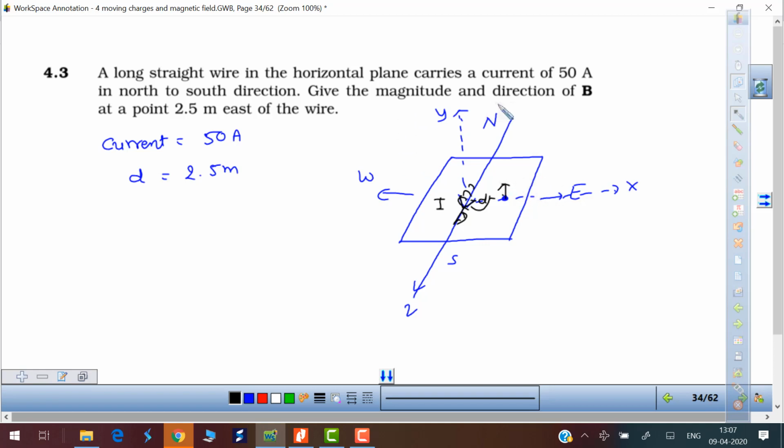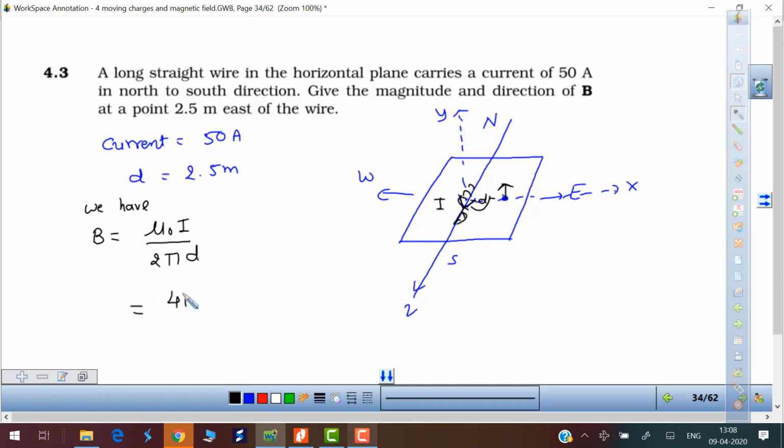Give the magnitude and direction of B at east of the wire. So you have to hold the conductor, and current is north to south. So this is the direction. So now we calculate magnitude. So B is equal to mu 0 I upon 2 pi D.